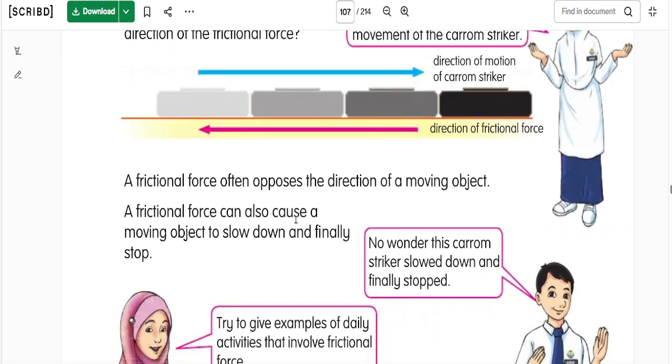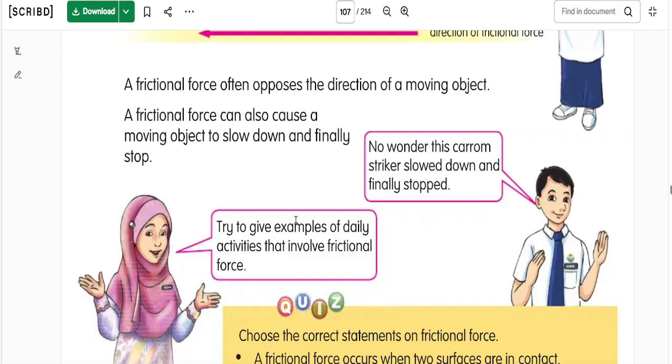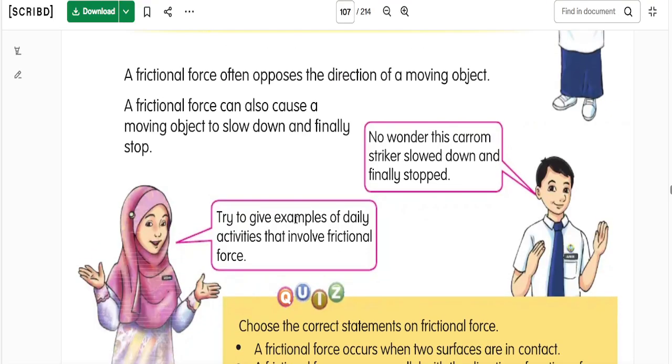It always opposes the movement of any object. So a frictional force can cause a moving object to slow down and finally stop. That was the reason that when you flick a carom striker, it moves, but then it slows down and finally stops, right?